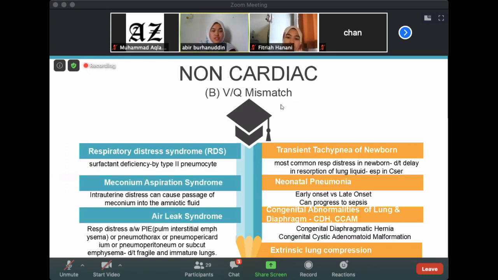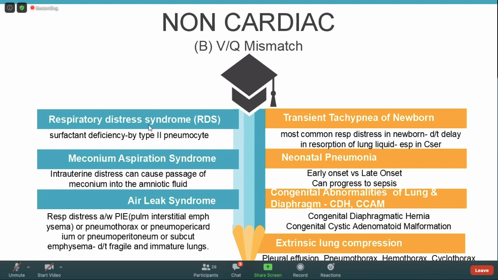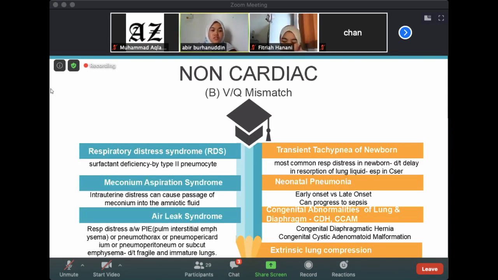Then the second non-cardiac cause is due to VQ mismatch. This cause can usually be seen in the newborn conditions that I listed here. The first one is respiratory distress syndrome, defined as surfactant deficiency by type 2 pneumocytes. It is an exclusive respiratory disease of a preterm baby. However, it can also occur in an infant of a diabetic mother. The function of the surfactant is to reduce the alveolar surface tension, thereby facilitating alveolar expansion and reducing the likelihood of alveolar collapse. When there is surfactant deficiency, the child is more prone to alveolar collapse or lung collapse, known as atelectasis.